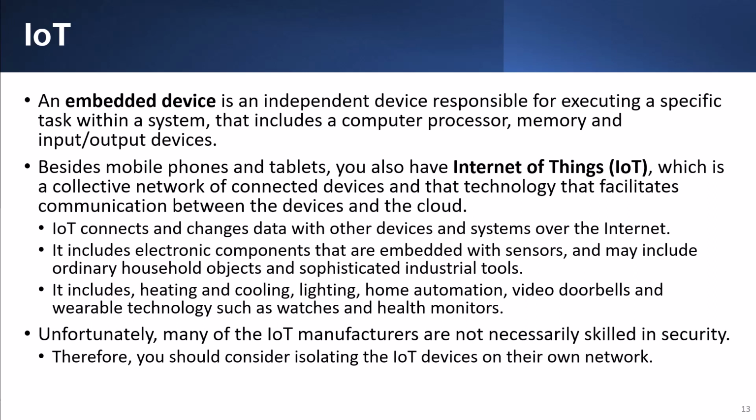It includes electronic components that are embedded with sensors and may include ordinary household objects and sophisticated industrial tools. It includes heating and cooling, lighting, home automation, video doorbells, and wearable technology such as watches and health monitors. Unfortunately, many of the IoT manufacturers are not necessarily skilled in security. Therefore, you should consider isolating the IoT devices on their own network.